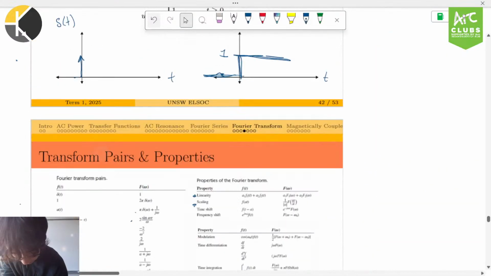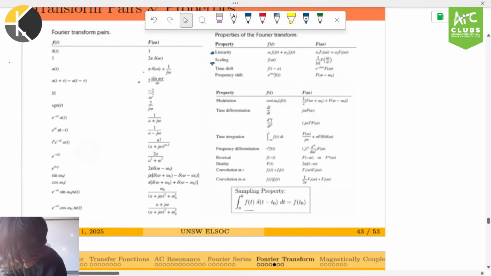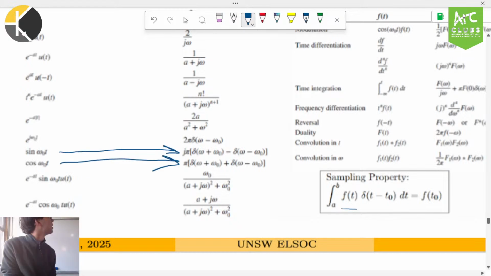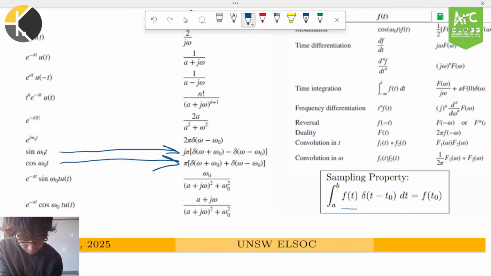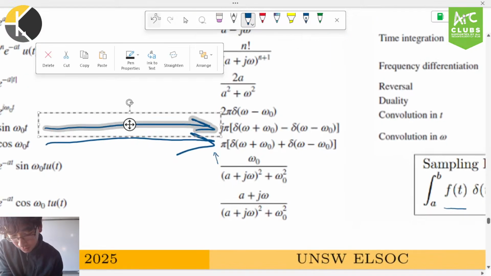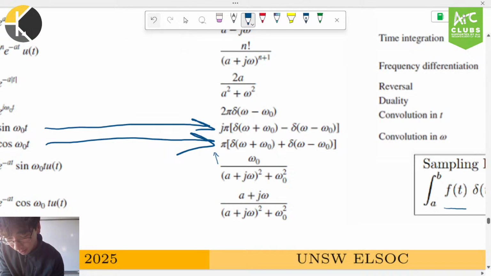Just double checking with these. Yep, so these are the two transform pairs that I've used. Sine of some frequency will become j pi, and then we have two deltas shifted in the negative omega naught and the positive omega naught direction. And with the cos we have no j out the front, just pi, and then we have the two deltas adding together instead of subtracting.